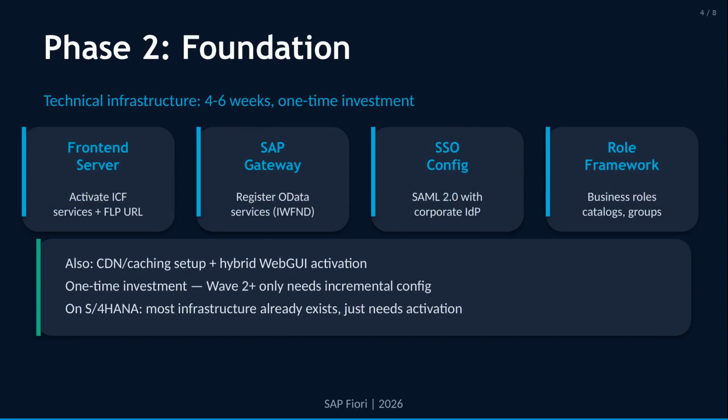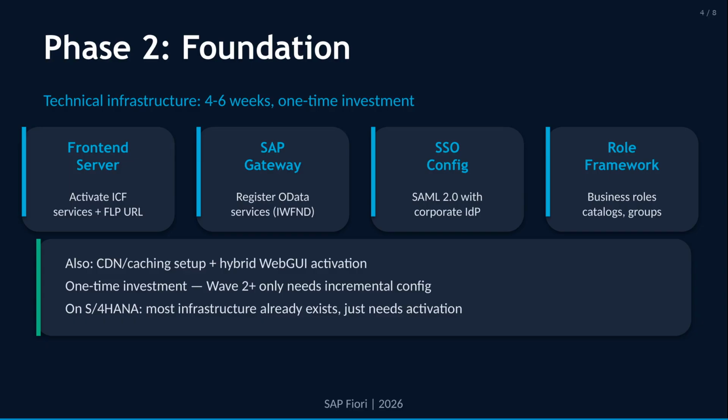Before migrating a single transaction, you need the enablement in place. This phase has 4 components. First, activate the Fiori front-end server in Launchpad. If you are on S/4HANA, the embedded front-end server is already available. You just need to activate the relevant ICF services.